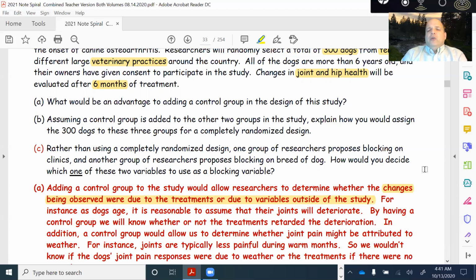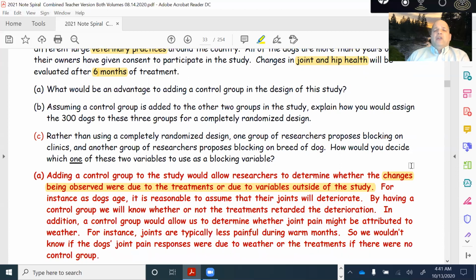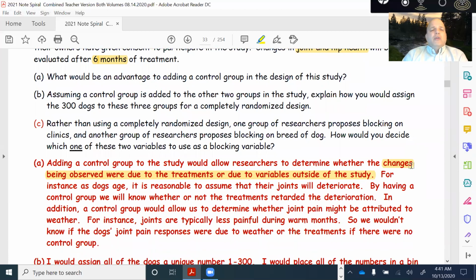Here I have listed 2 contexts. You only need 1. And I would appreciate on your test if you only had 1. So for instance, as dogs age, it's reasonable to assume that their joints will deteriorate. By having a control group, we will know whether or not the treatments retarded the deterioration. So I gave an example of how we know whether or not the treatment was actually working or whether or not it was just because they were aging. So that would answer the question. Or I have part B, which also would have answered the question.